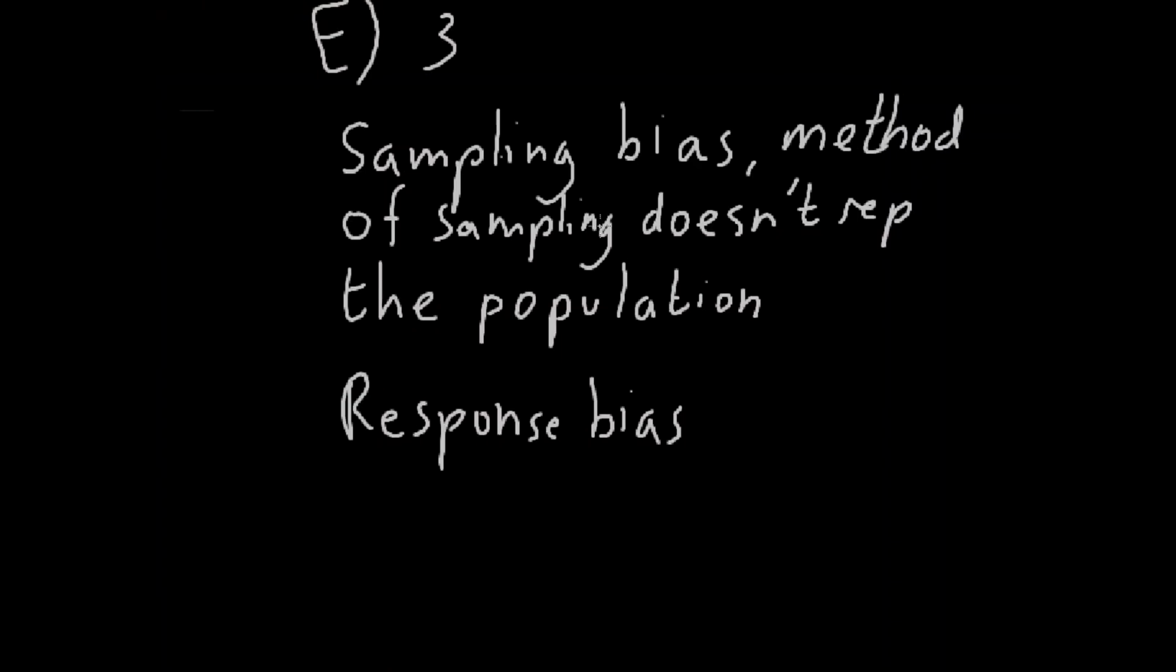The third one is non-response bias, where people don't respond to the sample or the questionnaire themselves. So you can say non-response bias. Okay. And so there you go. That is the answer to all of those questions.